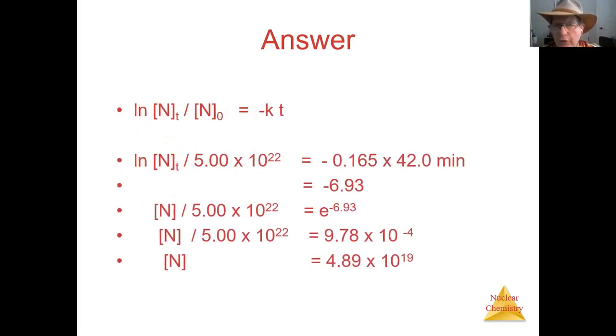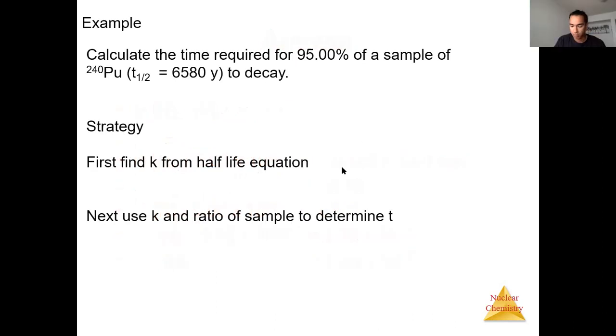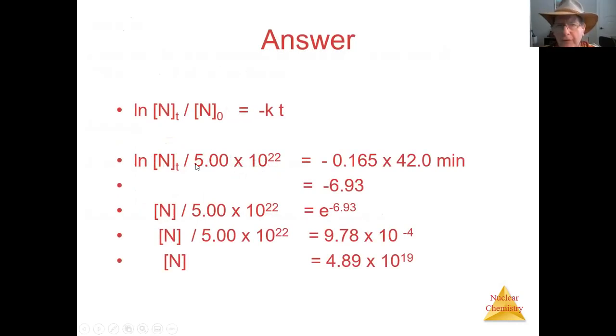The k value I just figured out, right? My initial problem gave me the time, the half-life, and the number of particles I had originally. So I simply take my k value, which I figured out from the half-life, multiply that by the time, and I ended up getting a negative 6.93.